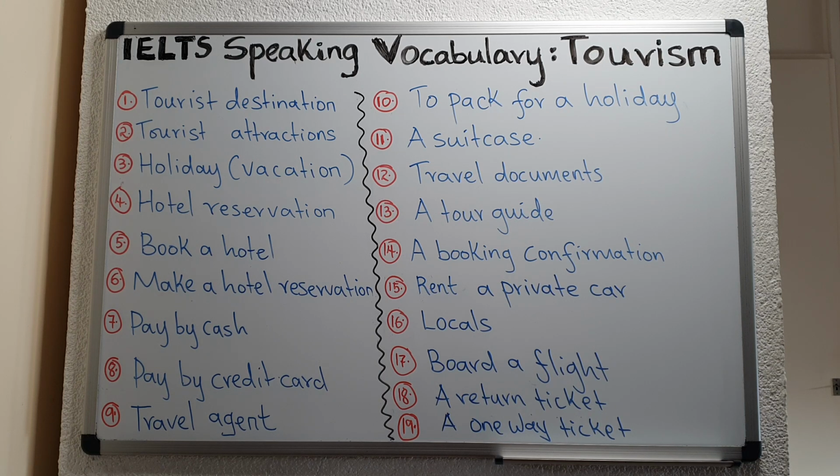Number 18, a return ticket. I prefer to buy a return ticket anytime I travel to any country because it's cheaper and I'm guaranteed of a return flight as soon as I need to travel back to my country. Number 19. If you want to travel from your country to another country and you do not want to return back to your country, then I recommend that you buy a one-way ticket.